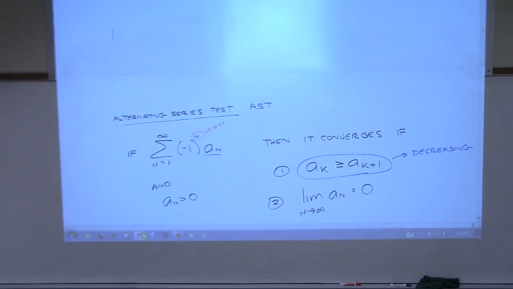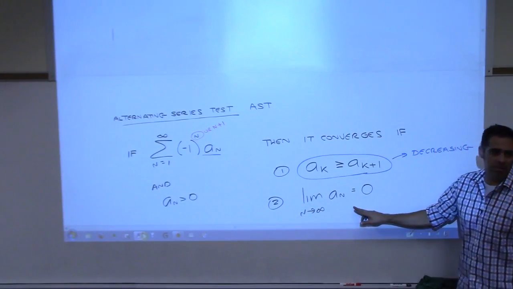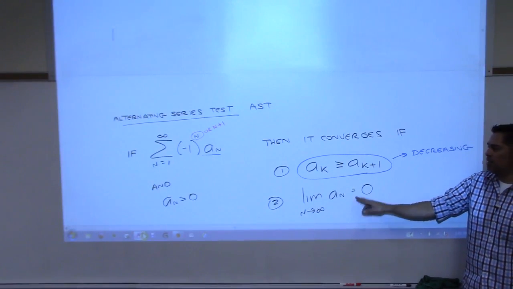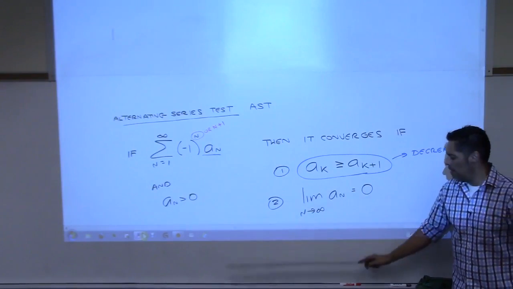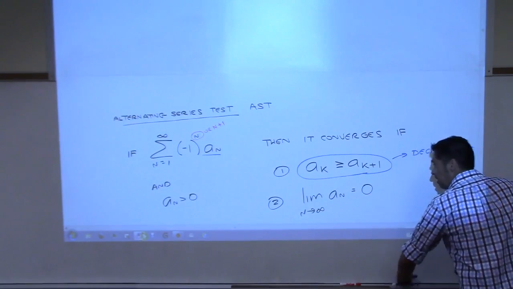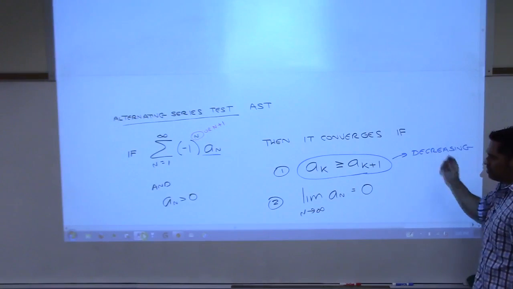So that's it. To show an alternating series converges, you just need this limit to go to 0. So you need the nth term test to give you 0. And then you also need to show that the sequence of the positive pieces right here is a decreasing sequence. If you can show that, you're done. It's nice. The alternating series test is one of those tests that's really pretty simple to employ, right? You just show these two things and you're done.